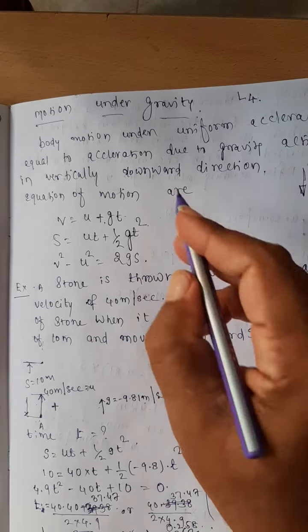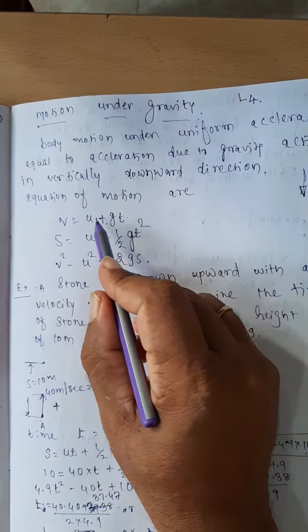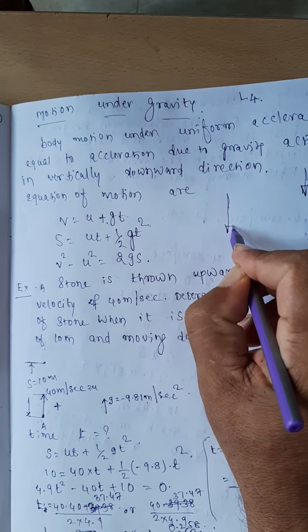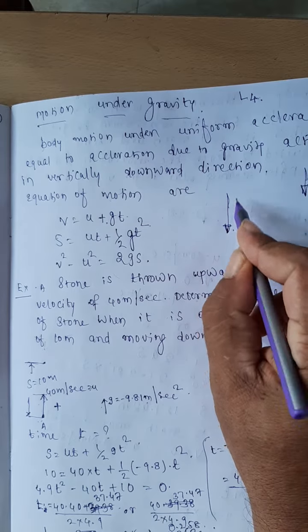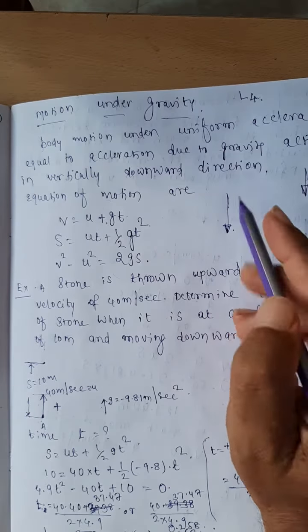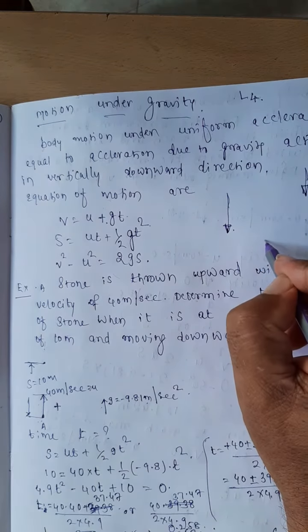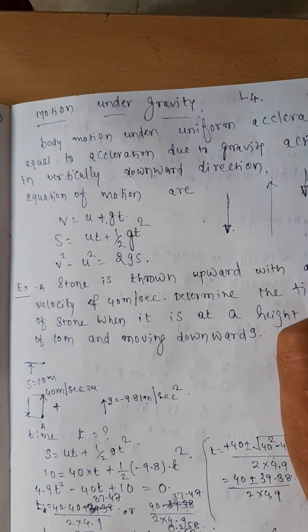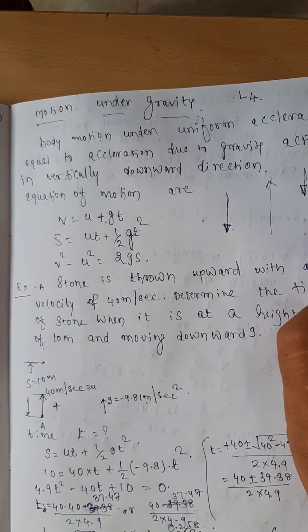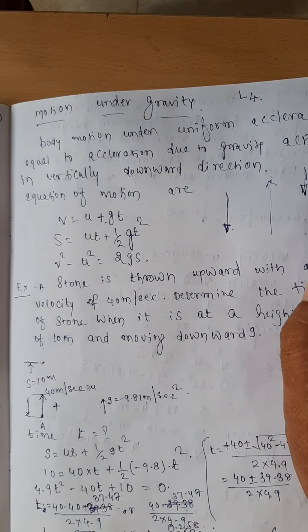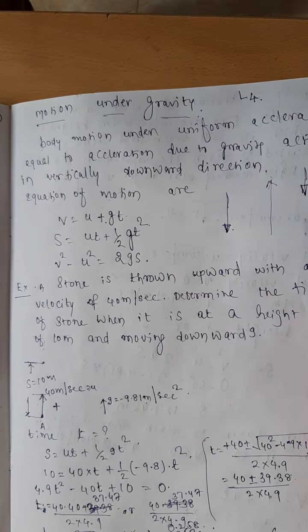Here we only need to take care of the fact that the direction of a is always vertically downward. Therefore, whenever you are solving problems related to motion under gravity, you need to decide whether you are taking upward as positive or downward as positive. If you take upward as positive, motion parameters acting in the upward direction will be positive and downward directions will become negative.